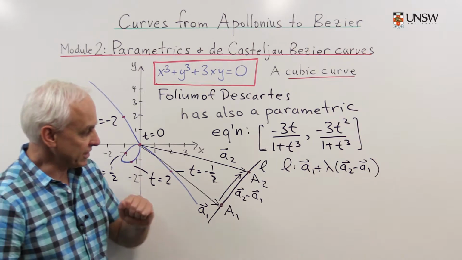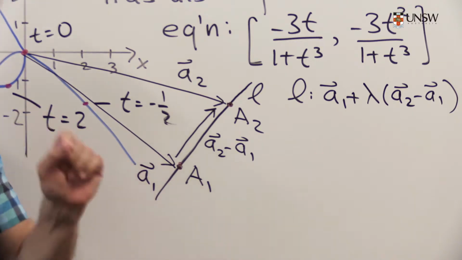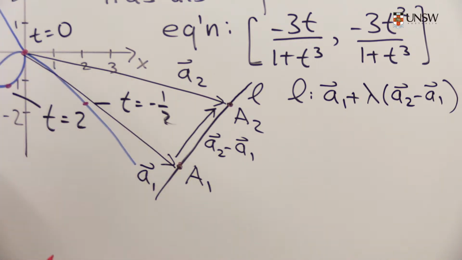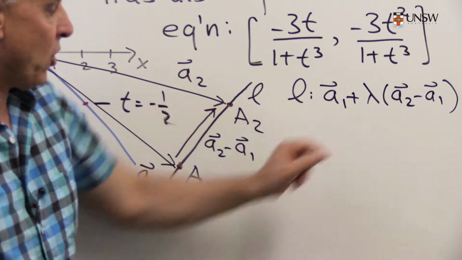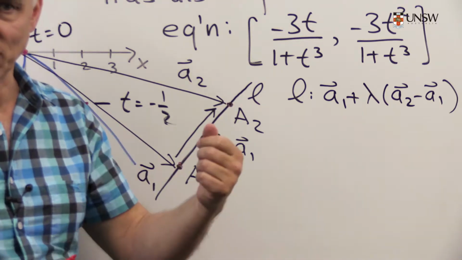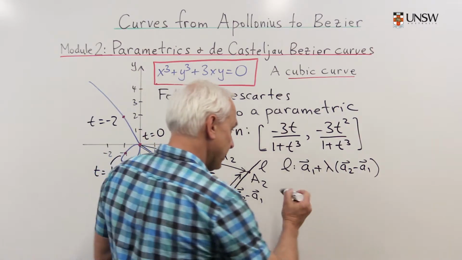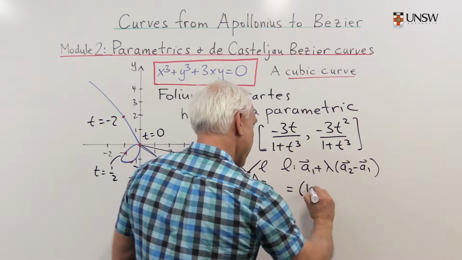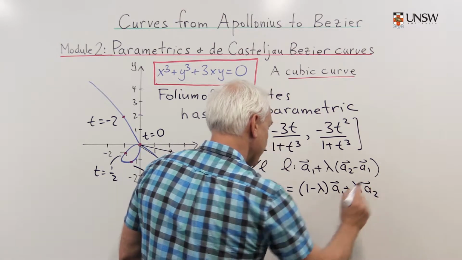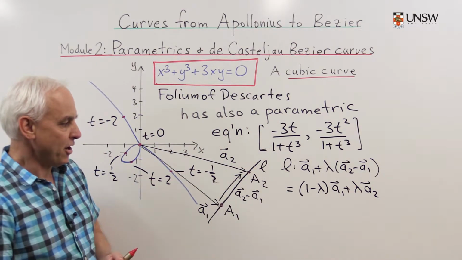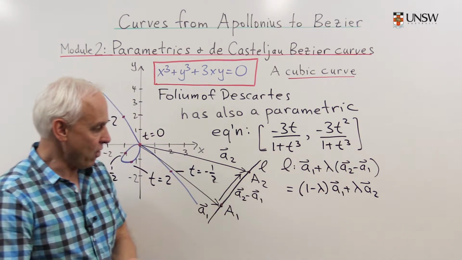I'm recalling this parametric form for the equation of a line, where you start with a point on the actual line with coefficient vector A1, and then you add to that any multiple lambda of the vector that's in the direction of the line, joining these 2 points. We can rewrite this, if we like, as the expression (1 minus lambda) A1 plus lambda A2. And we recognize our favorite convex combination. These two numbers always add up to 1.